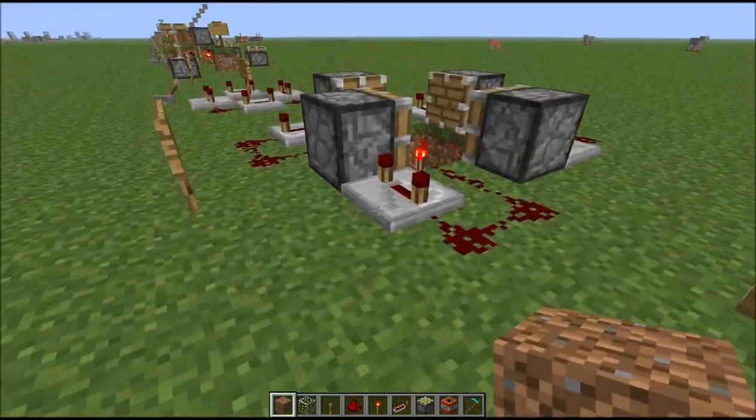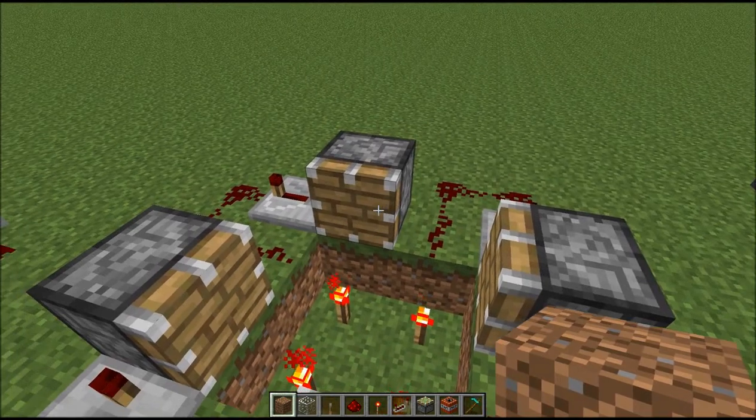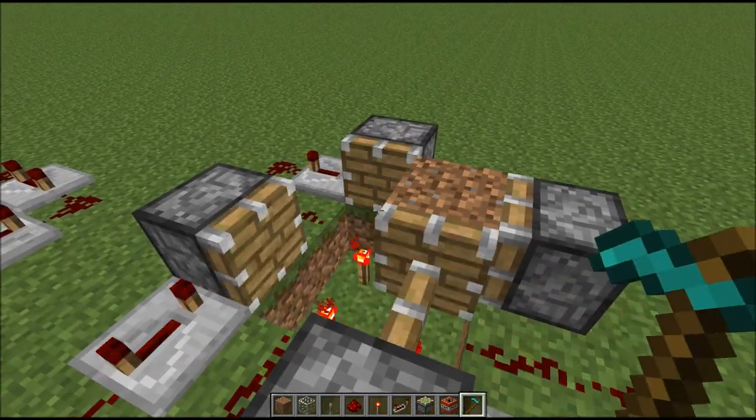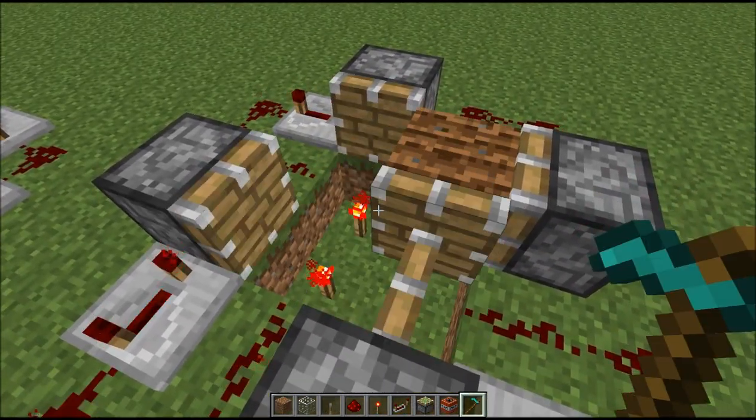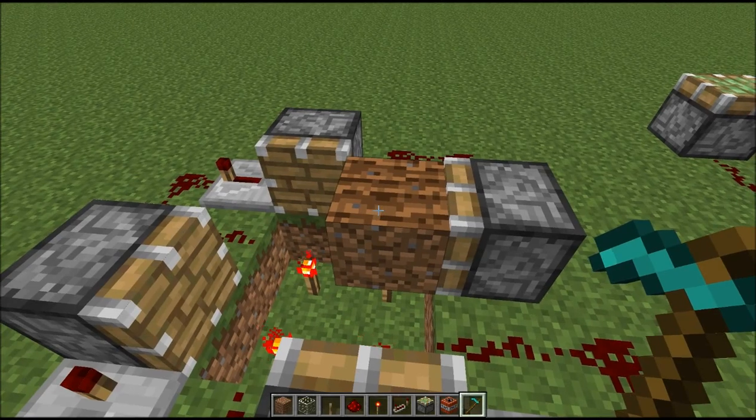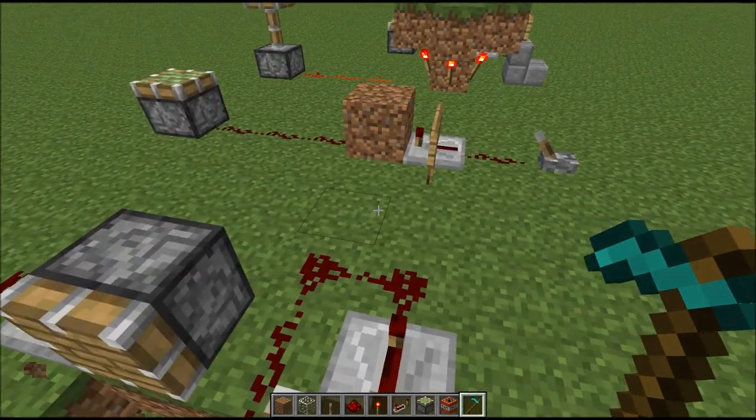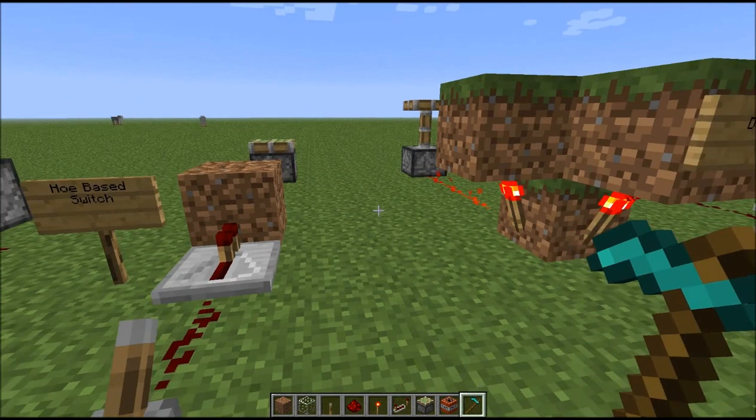I discovered this by accident. I accidentally made a diamond hoe instead of a diamond shovel. Basically that's what happened. Just stopped working. It took me a while to figure out what happened, but eventually I figured it out.